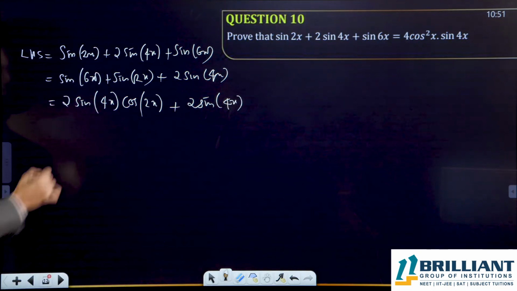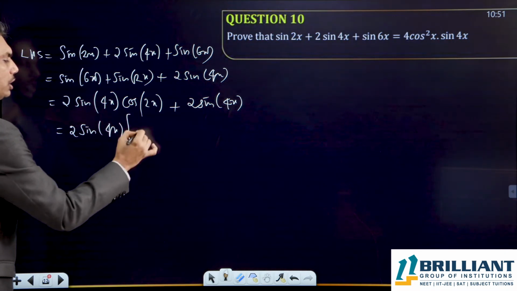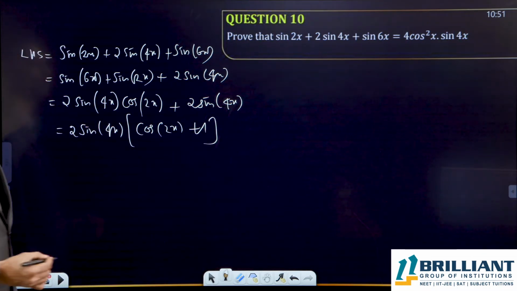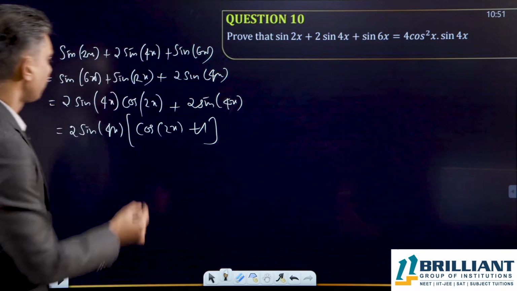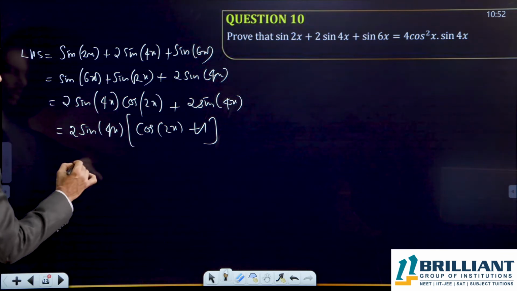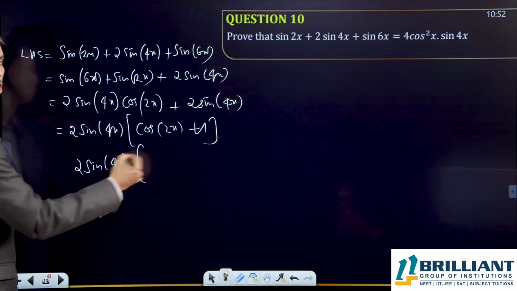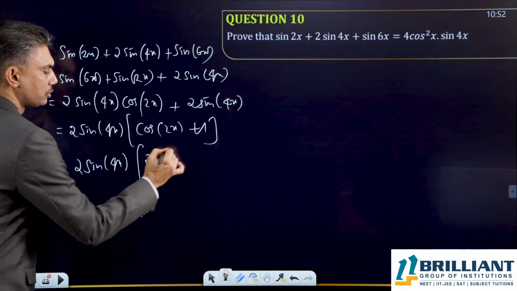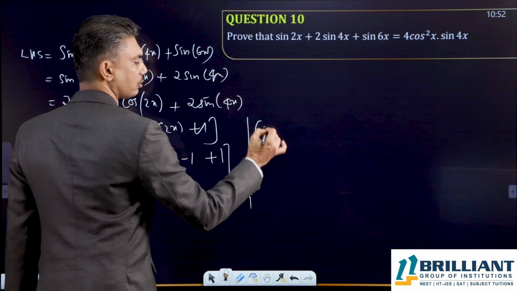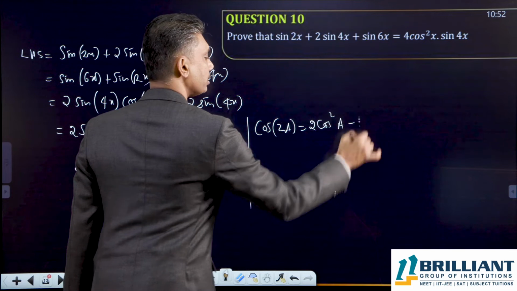What you can take common from these two? 2 sin 4x you can take common into cos 2x plus 1. Now, there is a direct formula. 1 plus cos 2x is equal to what? 2 cos square x. Or you can do this way, 2 sin 4x into cos 2x is, there is a formula, 2 cos square x minus 1 plus 1. There is a formula, cos 2a equal to 2 cos square a minus 1.